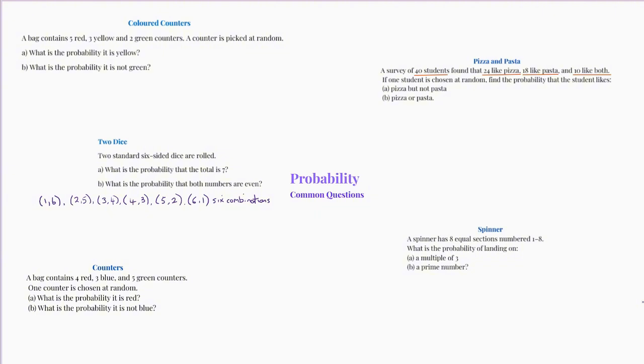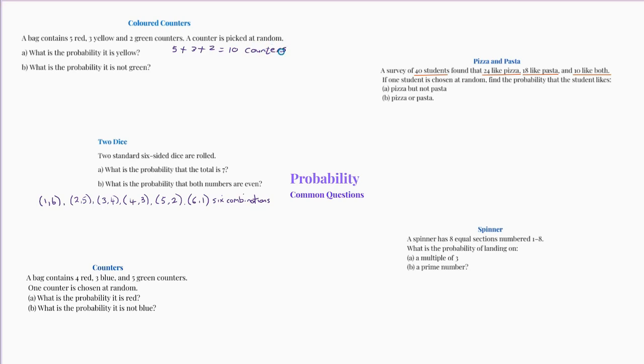A bag contains 5 red, 3 yellows and 2 green counters, and a counter is picked at random. What is the probability it is yellow? So like we do with ratios, let's add up everything we have in total, and we have 5 red plus 3 yellow plus 2 green. So in total we have 10 counters.